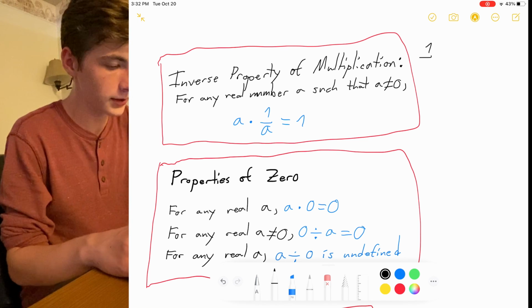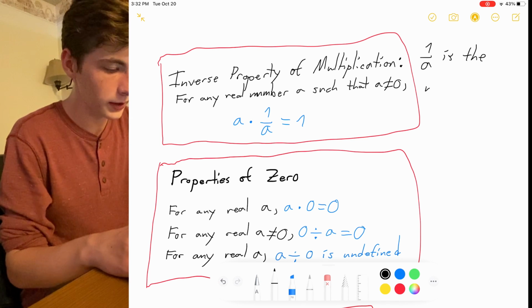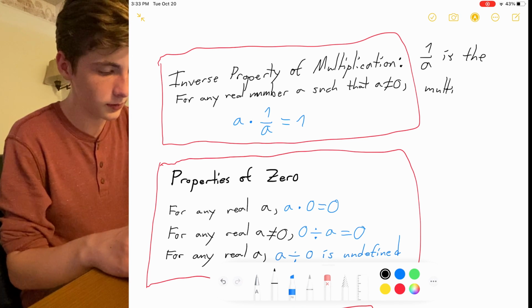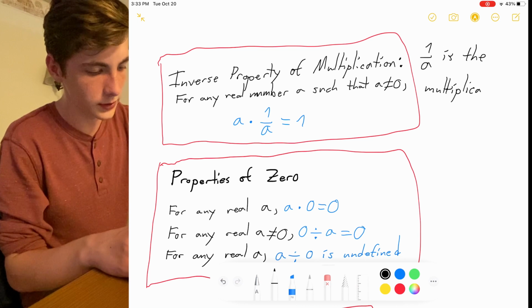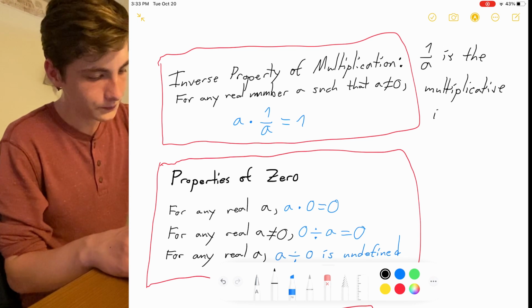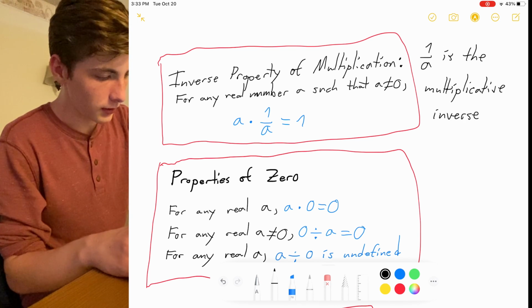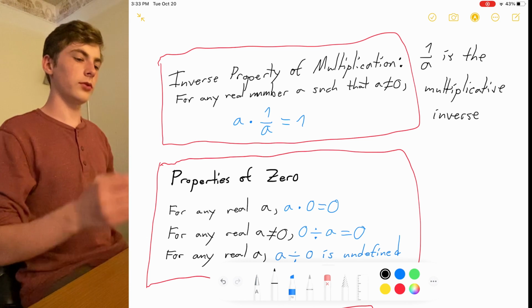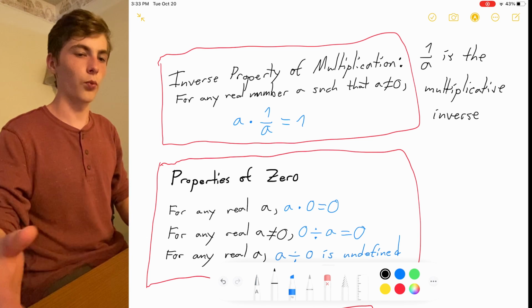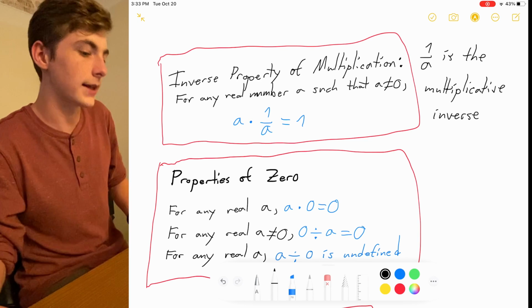And so because of that, 1 over a, we call that the multiplicative inverse, which is a really long word. But again, that just means when you multiply these two numbers, they become 1, which is the multiplicative identity.